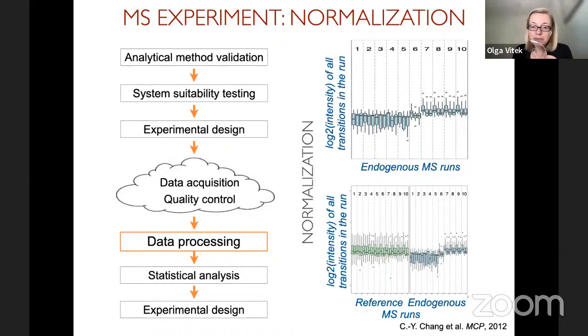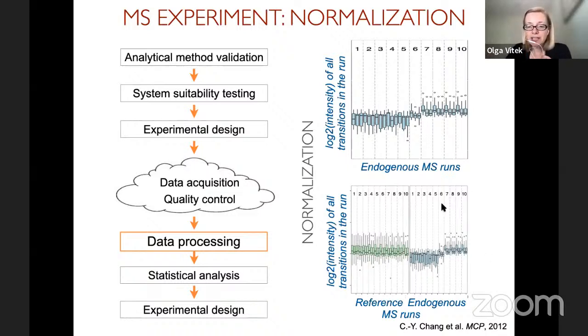It's a targeted experiment, which targeted only a limited number of proteins, which are expected to be affected by a particular stress. And for each endogenous protein of interest, which was targeted, there was a heavy labeled reference counterpart, which was spiked in the biological sample. The reference counterpart is not supposed to have any biology. It was spiked in at as constant a concentration as possible.